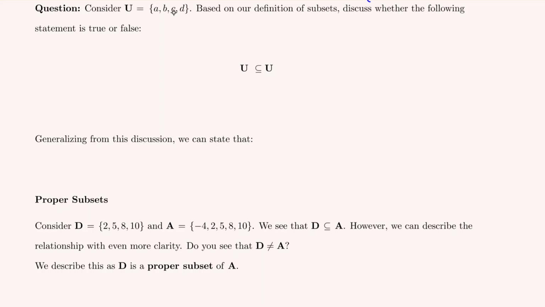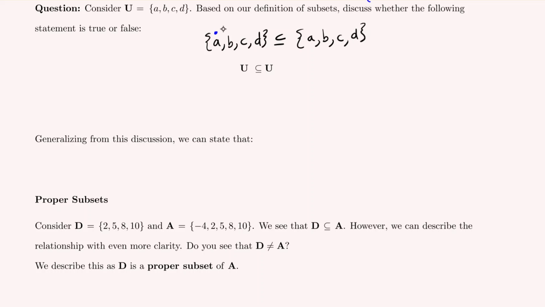Let's consider the set U, which is A, B, C, D. So for the set U, is it true that it's a subset of itself? And whenever we're asked these kinds of mathematical questions, we always go back to the definition, because it's not a matter of what do you think is the answer, it's what is the definition and do we meet the definition. So looking back, the definition of subset is every element of this set must belong to this set in order to be a subset. So let's just check element-wise.